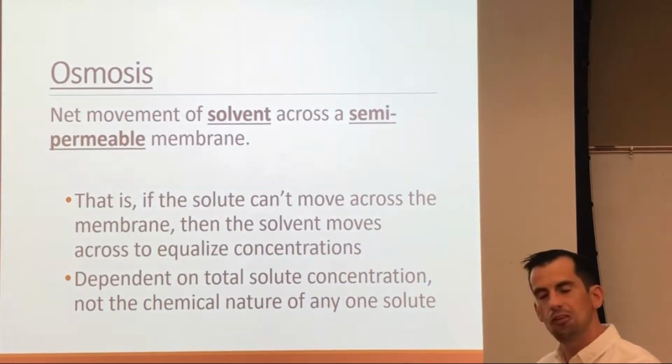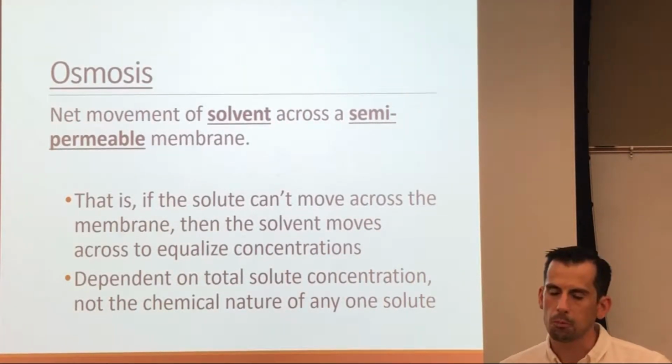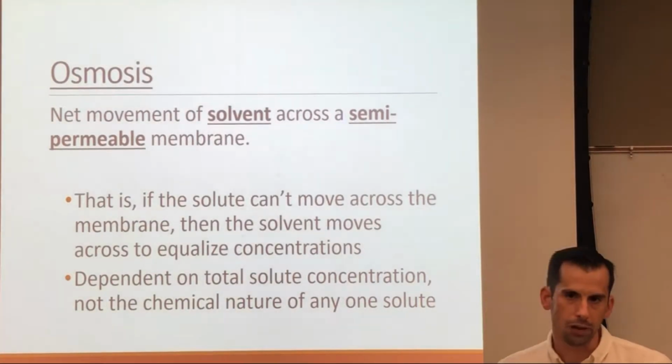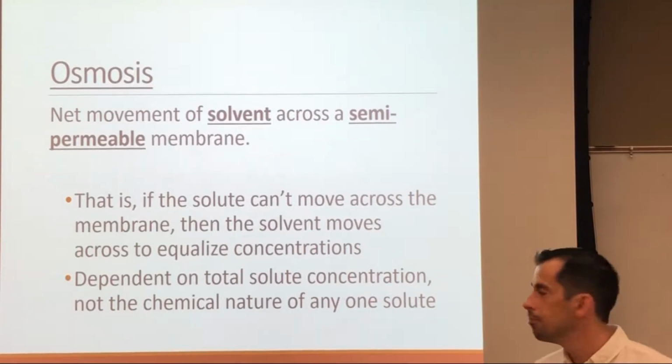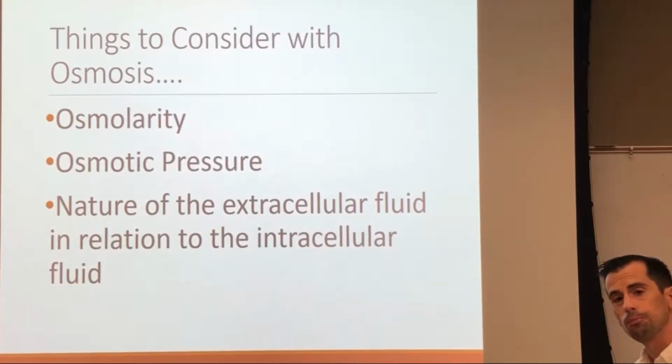It doesn't matter if we have 50 different molecules that can't cross the membrane or 50 of the same molecule that can't cross. They will all exert the same influence. So we look at them as a sum. And because of that, we have to change a couple terms.